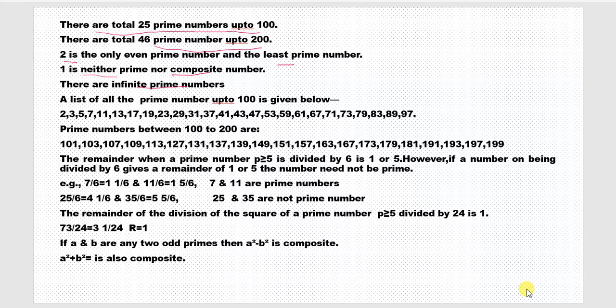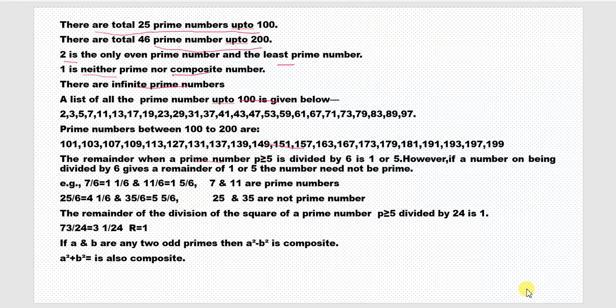A list of all the prime numbers up to 100 is given below. 2, 3, 5, 7, 11, 13, 17, 19, 23, 29, 31, 37, 41, 43, 47, 53, 59, 61, 67, 71, 73, 79, 83, 89, 97. Similarly, prime numbers between 100 and 200 are given. You can check that each is only divisible by 1 and itself.